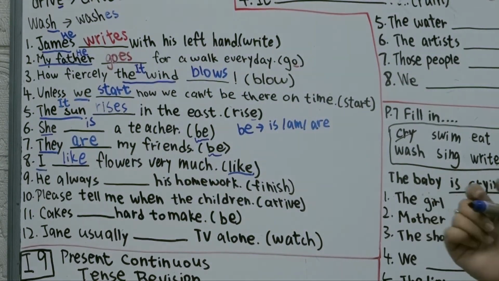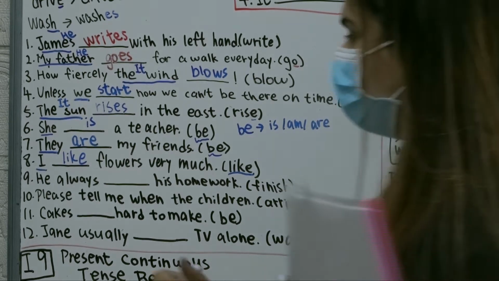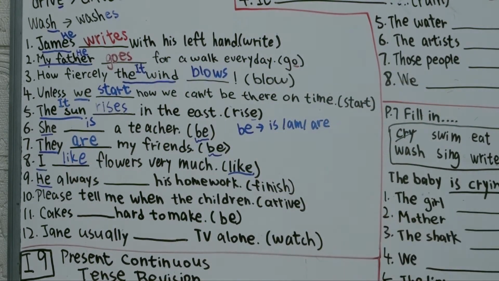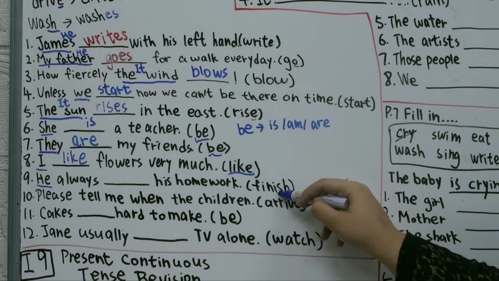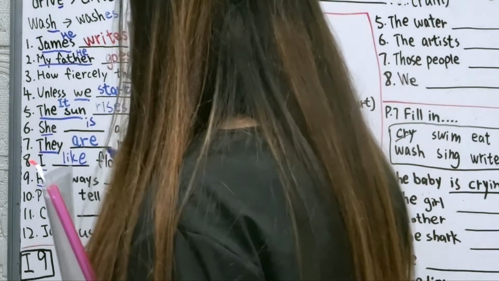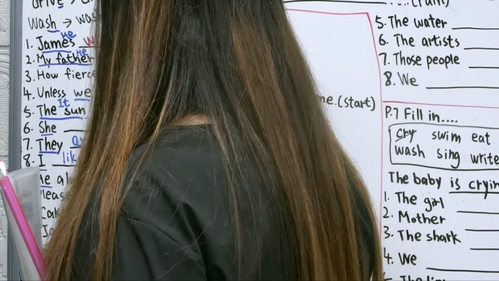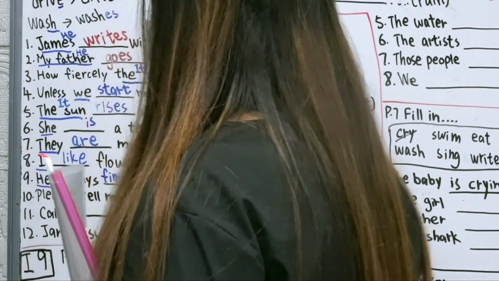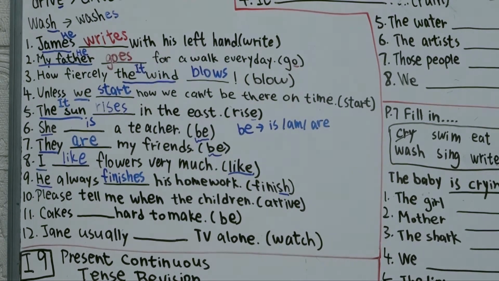Still, no changes. He always finishes his homework. Finish. The subject is he. So do we have to change the verb? Yes. Finish becomes... it ends with sh, so we have to change a little bit more. We have to add es. Finish becomes finishes. He always finishes his homework.